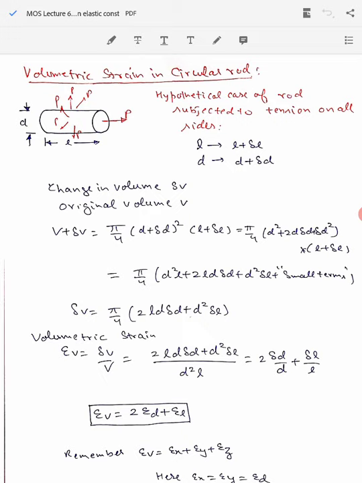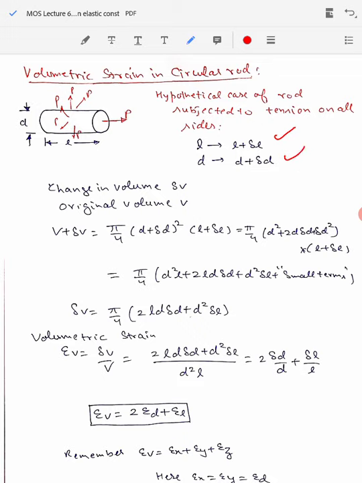Let's start with the volumetric strain in a circular rod. So here we have a hypothetical case of a rod which is having diameter d and length L, and it is subjected to tension from all the sides. That's why I am calling it a hypothetical case, because that's usually not the case in machine parts. So let's assume that it is subjected to tension from all the sides, including the length side and the radial sides also. Because of this, there will be a change in the length of the rod, and it becomes L plus delta L, and the diameter will also change, from d to d plus delta d.